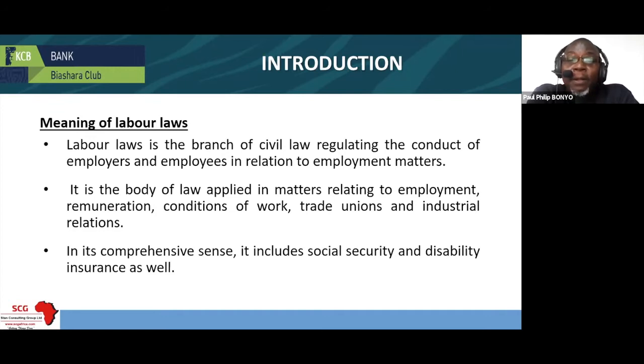Now, when I'm talking about employment relations, I'm talking about employer-employee relations. And as business people, you are employers. You employ people to help you do one or two things here and there. And your relationship with them is governed by labor laws. Now, in its comprehensive sense, labor laws will take you to matters of social security and even disability insurance.